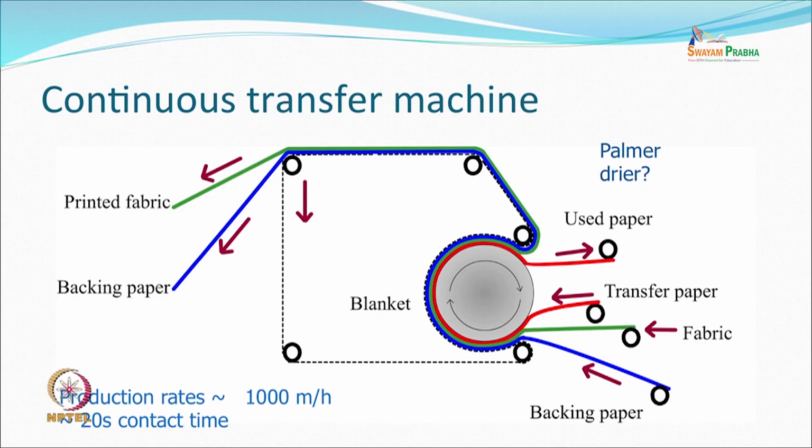So you have a blanket, you have a paper, and you have the fabric entering from one side and getting out of the other side. At a contact time of 20 seconds or so, based on the type of fabric and the type of design, you may be able to achieve very high production rates, which you can never think of in any other process. Because you are at a higher temperature, transfer is in vapor form, and it's a clean process. So nobody can say this advantage doesn't exist.